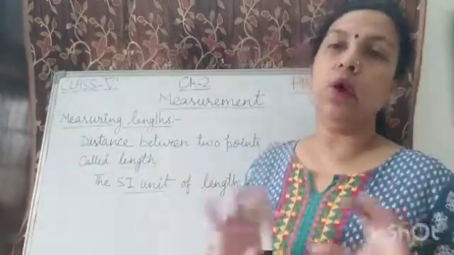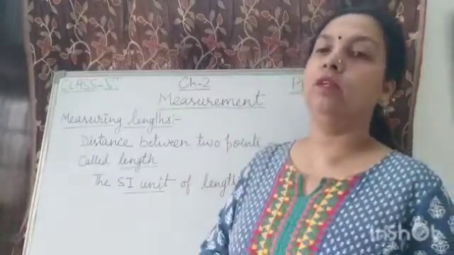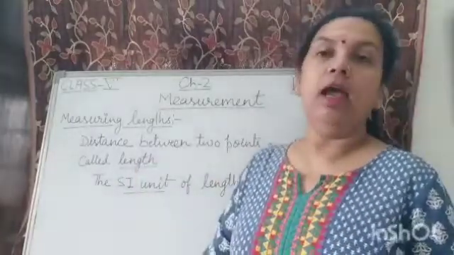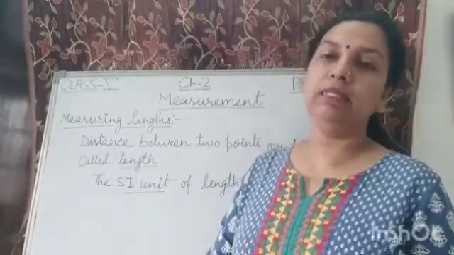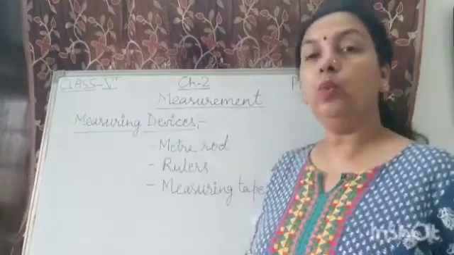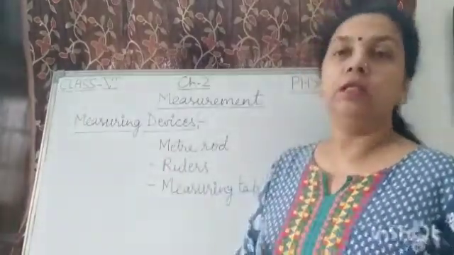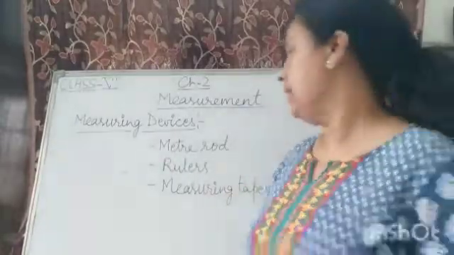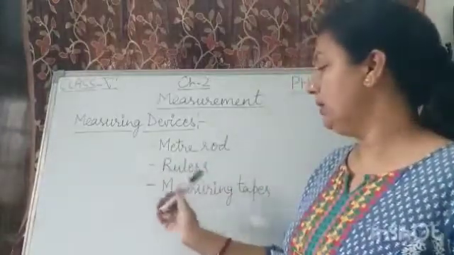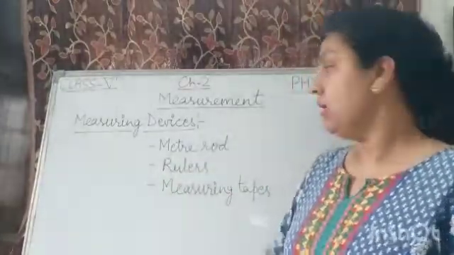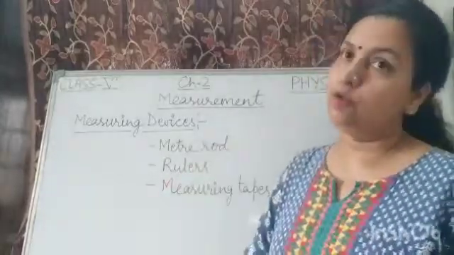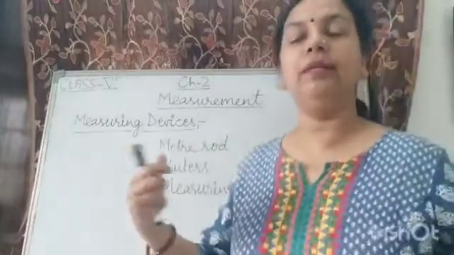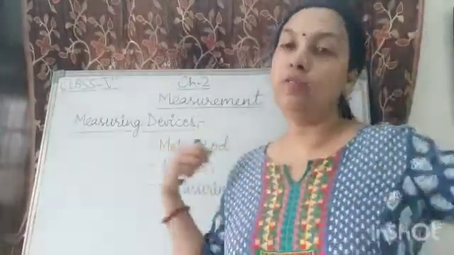So we have learned all this in our last video. These were the prefixes used with the unit of length, and these are also known as multiples and submultiples of meter. Now we will see the measuring devices. The most common measuring devices for measuring length are meter rod, rulers, and measuring tapes. Meter rod or meter scale, you might have seen that with a cloth merchant. They use that meter rod to measure the length of the cloth.